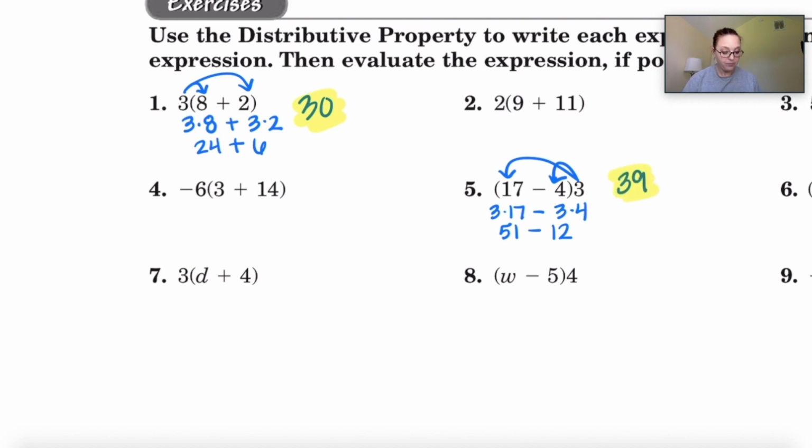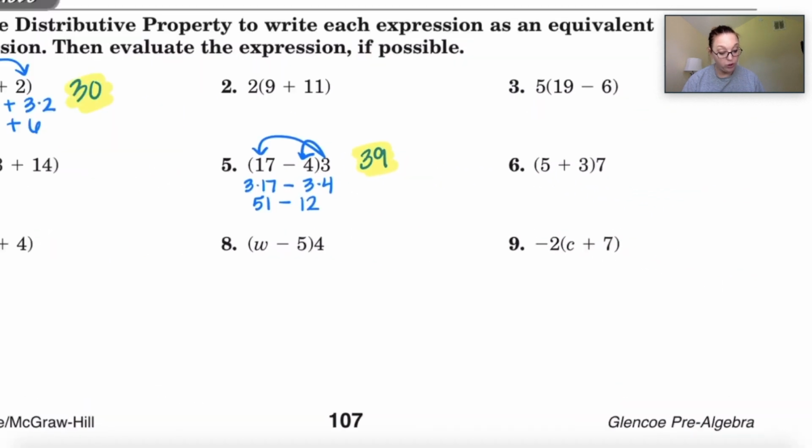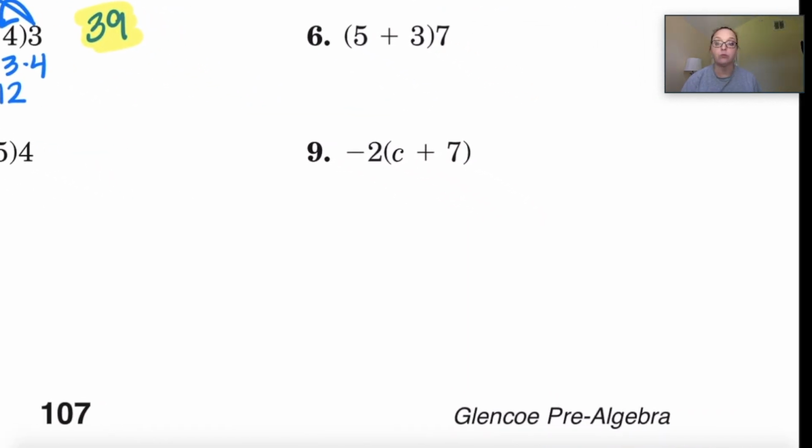Okay, let's go now to number 9, because this one has some variables. So in number 9, we're going to distribute that negative 2. So we're doing negative 2 times c plus negative 2 times 7. Well, negative 2 times c, since c is that variable that we don't know what it stands for, it just stands for some number, we can just write that as negative 2c. And negative 2 times 7 is negative 14.